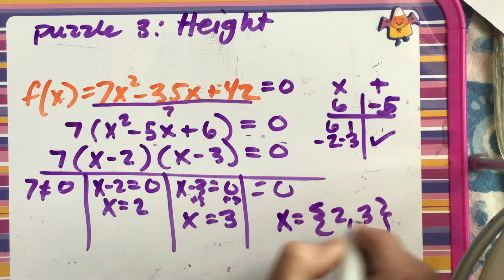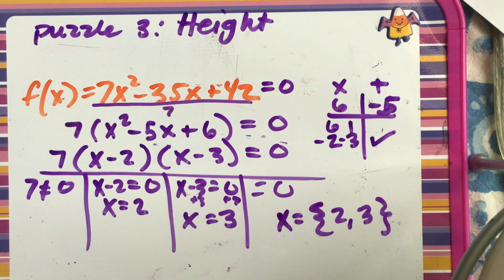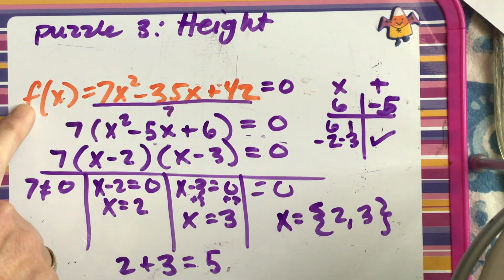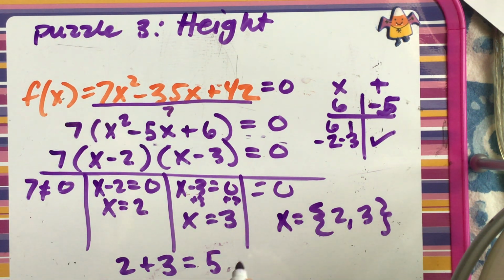Now the question is asking, add the solutions in each equation together. So if the solutions are 2 and 3, well, 2 plus 3 equals 5. Okay, so this is feet, right? So that means that the height is going to be 5 feet. Okay, so that's kind of part 1 to the answer.